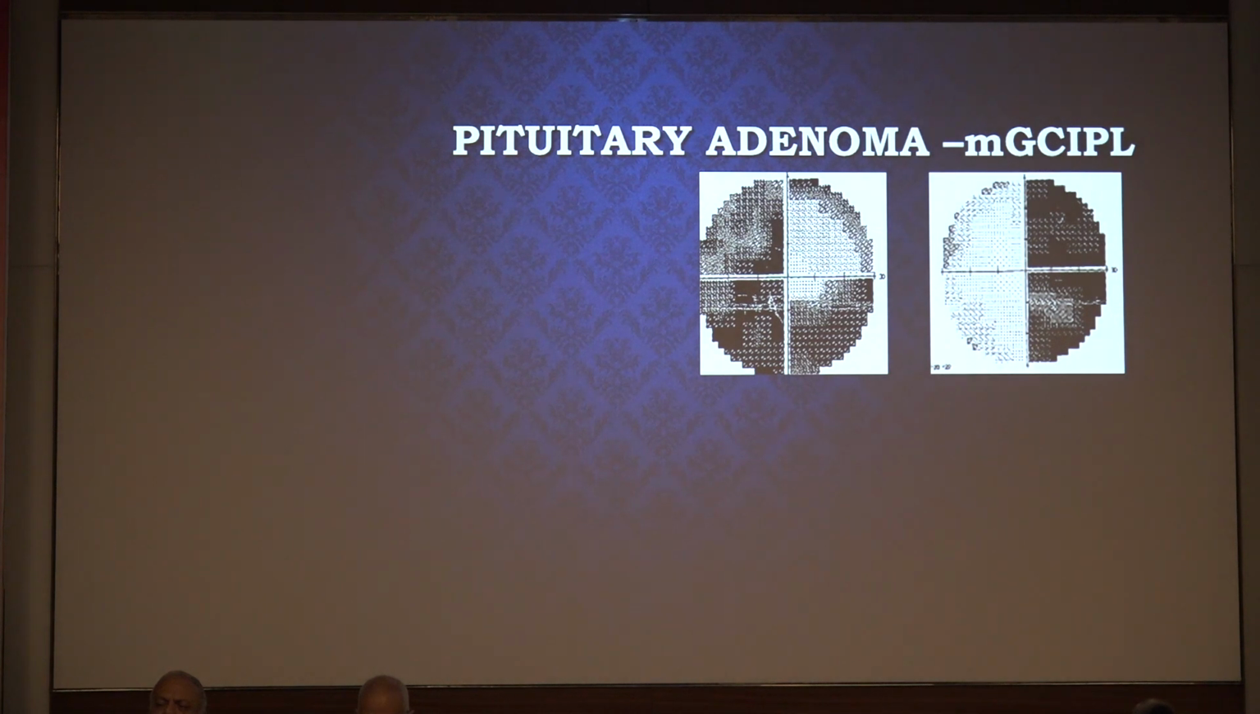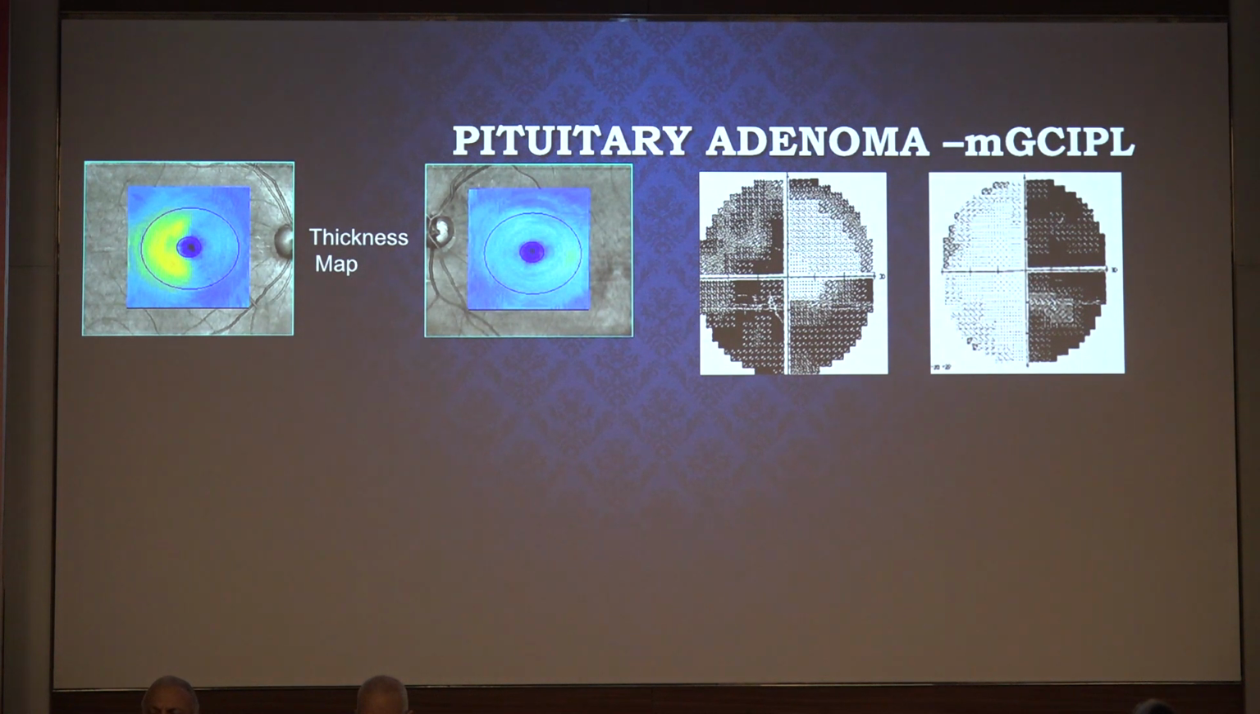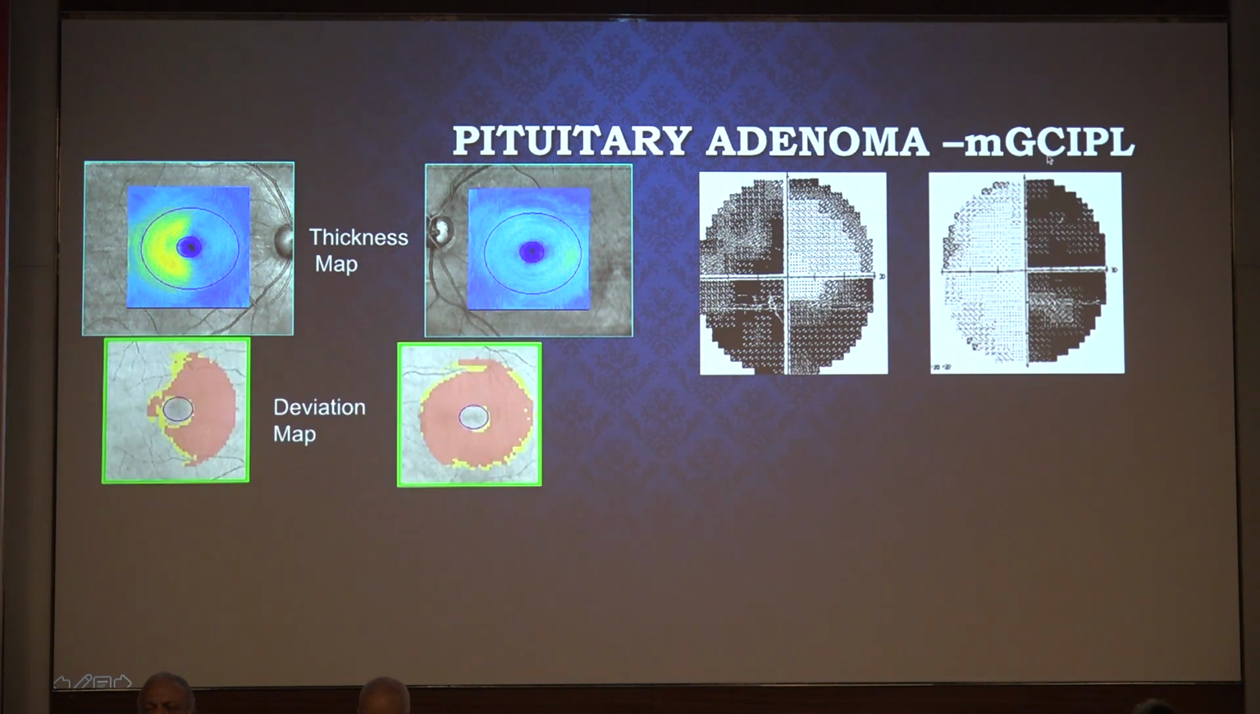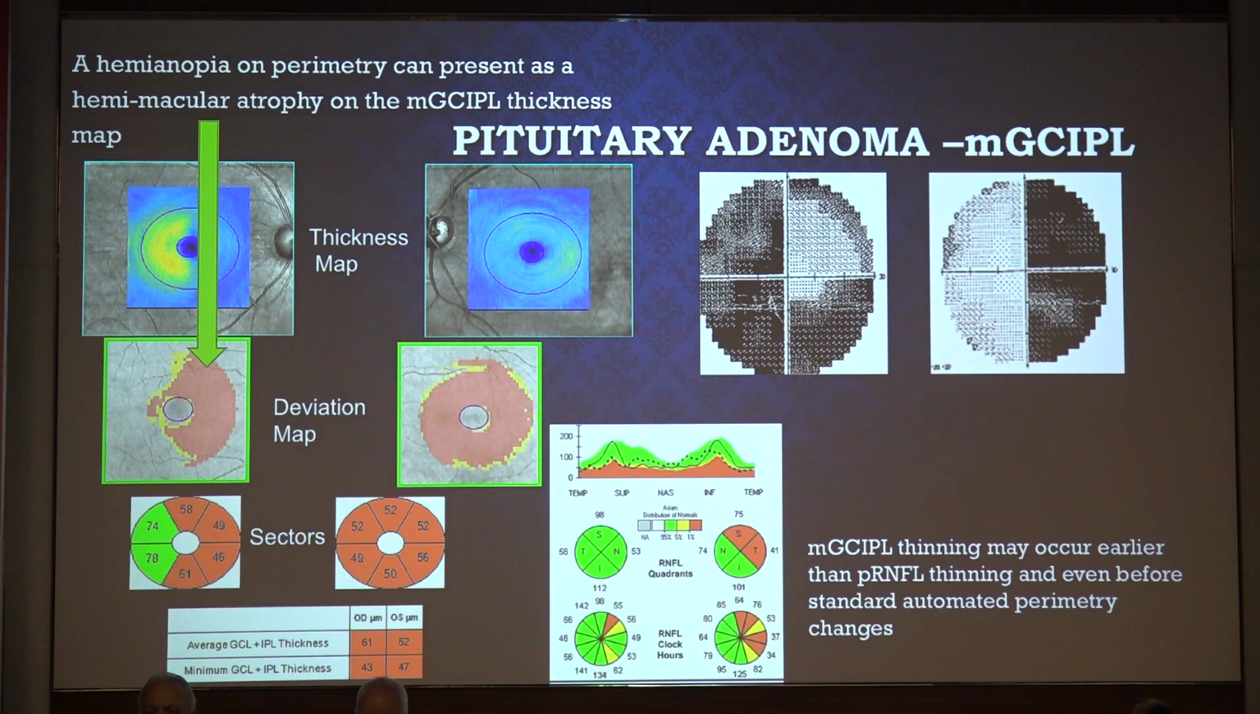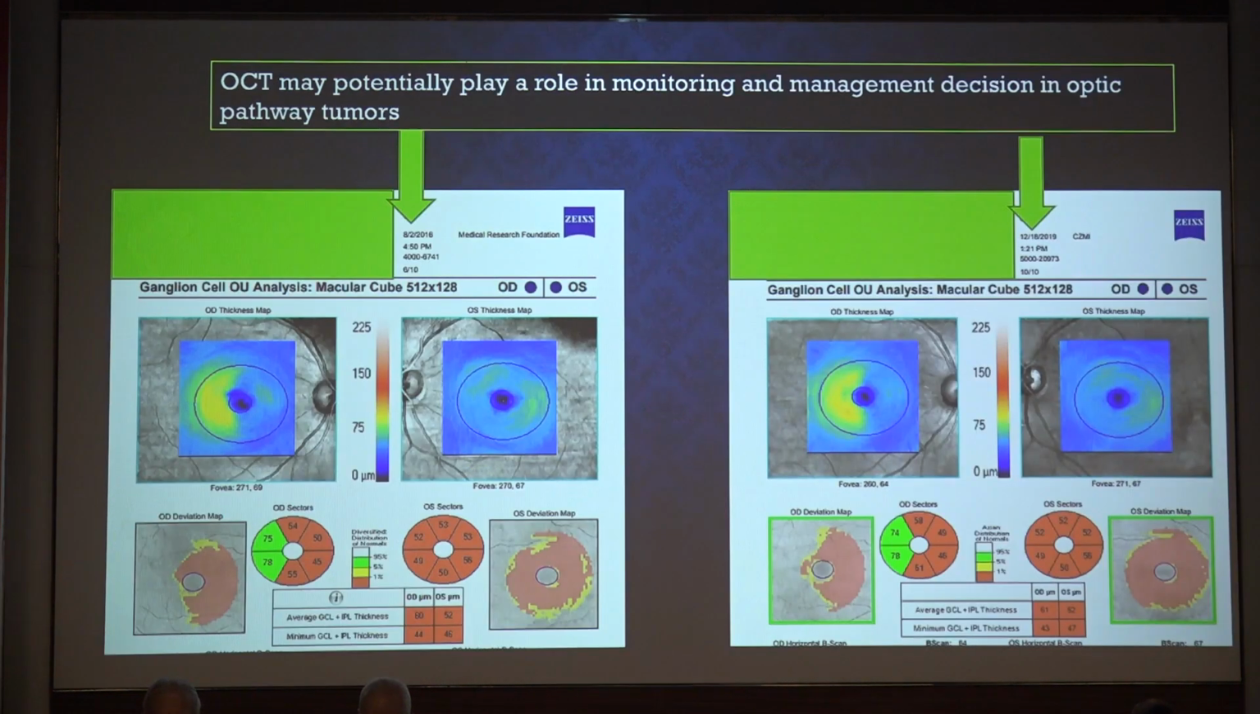But now let's see what the GCC layer tells. The same patient. Now look at the GCC. GCC is telling me more than fields, if you see here. It's completely washed off here in the left eye, and here fields is still showing some white area. And the hemianopic defect is perfectly matching with the hemianopic defect in the visual field. So hemianopia on perimetry can present as hemimacular atrophy on the GCC thickness map. This is important, and it occurs before the visual field changes. Okay, I showed you here it's occurring before the visual field changes.